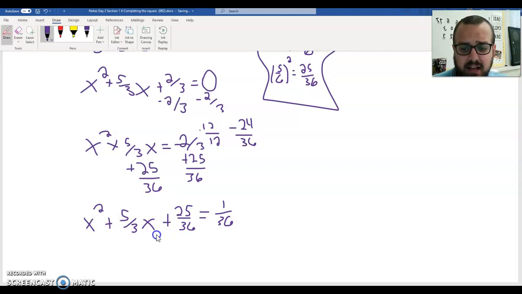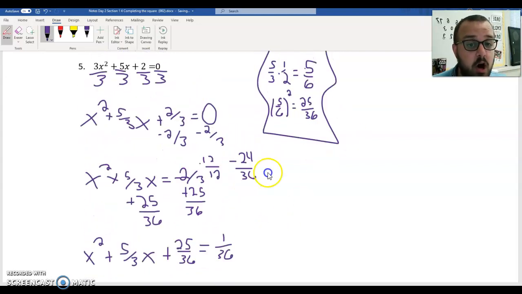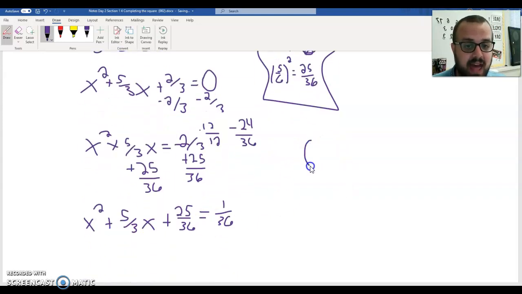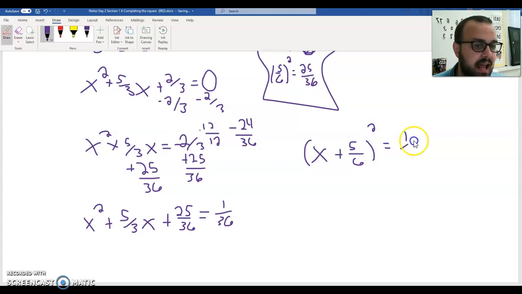What's this going to factor to? Well, again, this is where really knowing this up here is going to really help you out. I know this 5/6 number is going to be my a, so I know I'm going to have x plus 5 over 6 squared is going to equal 1/36. And then I'll go ahead and square root both sides and solve from here.